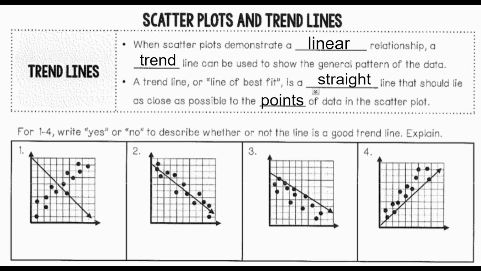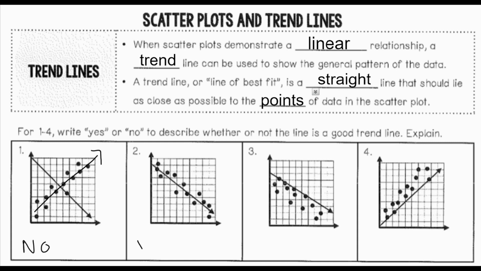For examples 1 to 4, we're going to determine whether or not the trend line that is drawn is a good trend line and explain. Looking at number 1, this is not a good trend line because our data is a positive correlation where this trend line is a negative correlation. We should have a trend line that would look something like this that tells us our data is continuing up.